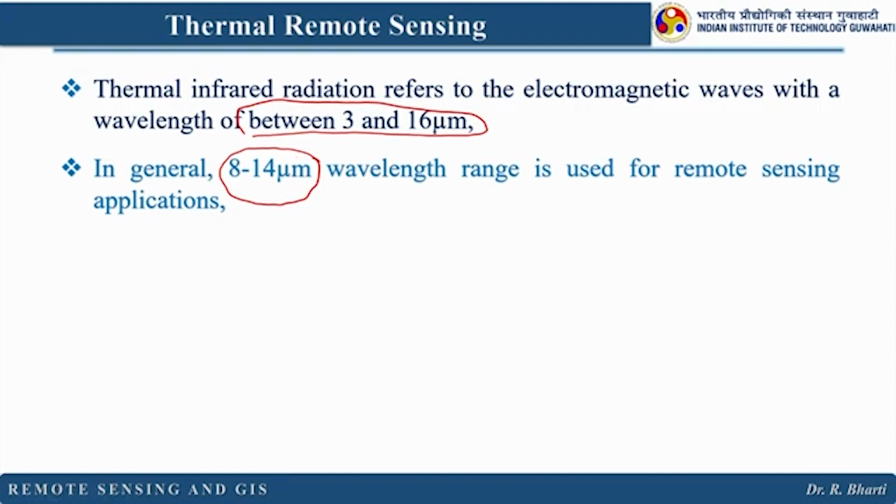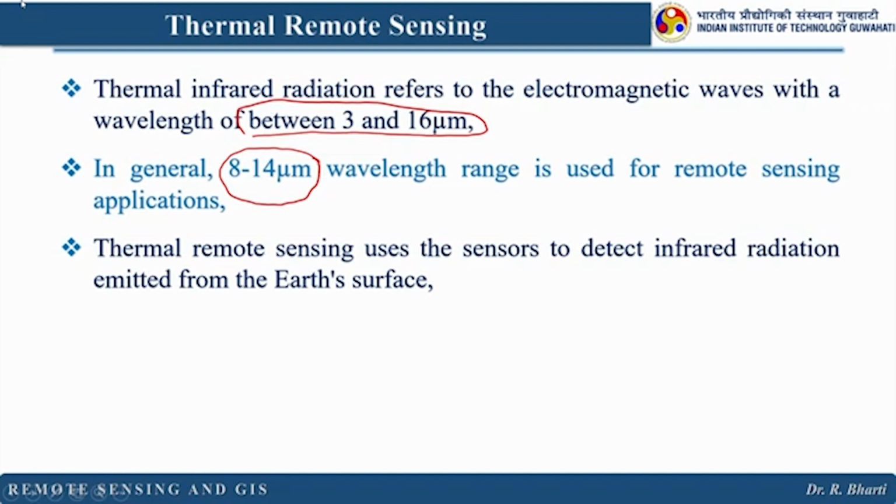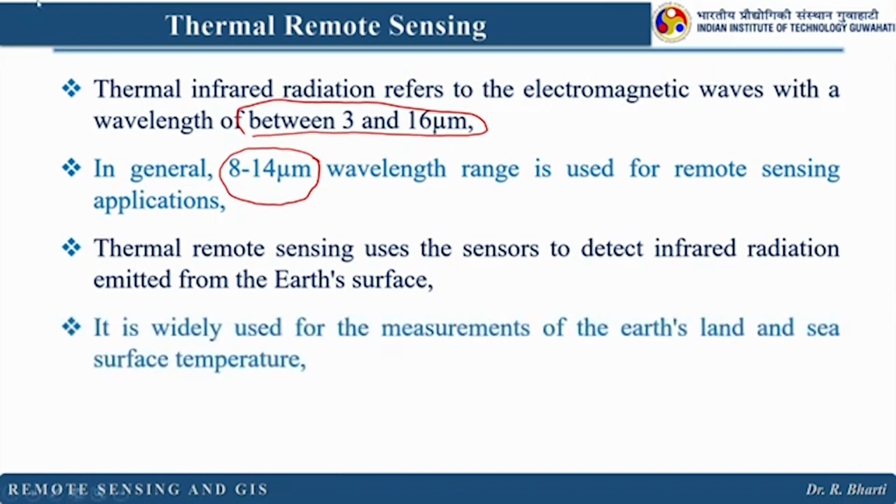Do you remember that atmospheric window slide? My second slide of this lecture. There I have explained why this 8 to 14 micrometer wavelength range is preferred, because of the high atmospheric transmission. The thermal remote sensing uses the sensor to detect infrared radiation emitted from the earth's surface, because in longer wavelength region between 3 to 16 micrometer wavelength range we measure emitted energy. It is widely used for the measurement of earth's land and sea surface temperature, right?